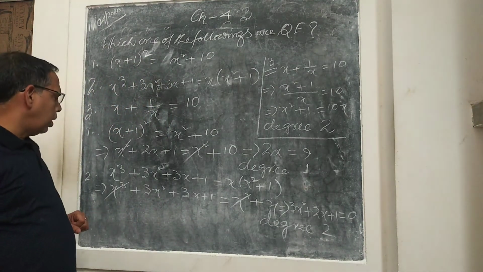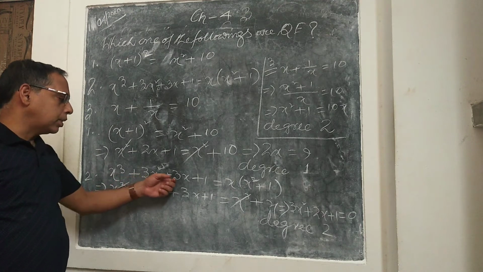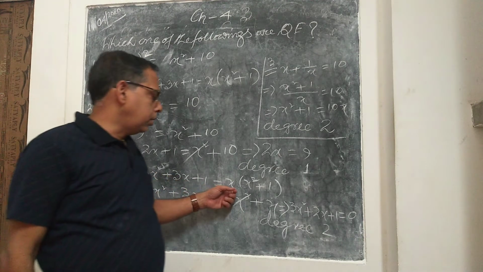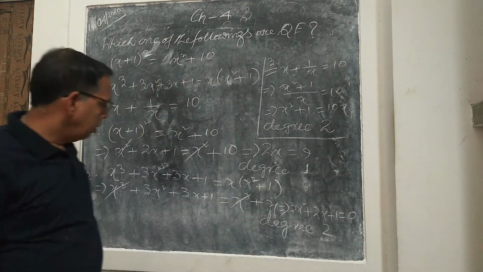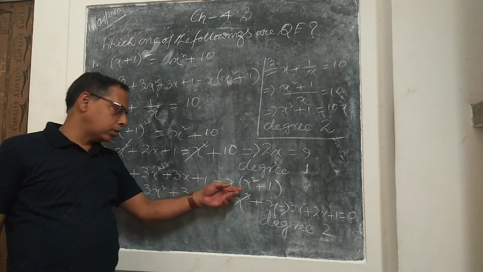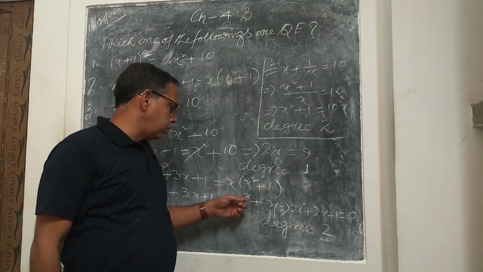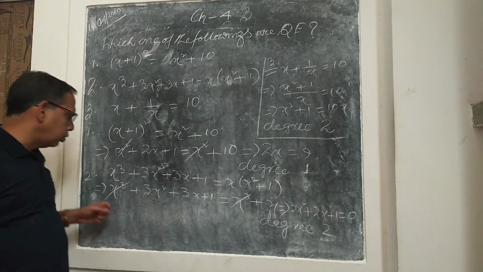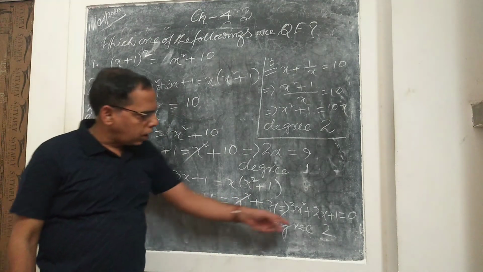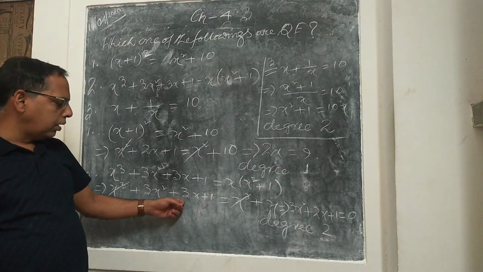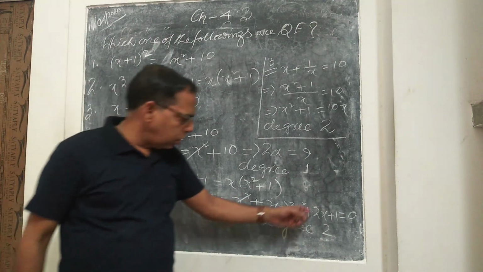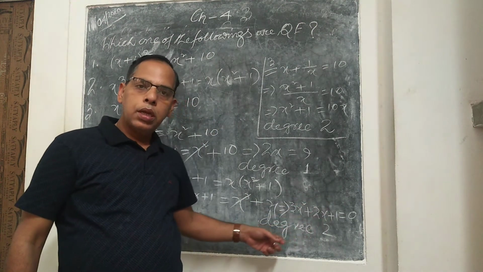Now let's see the second one. x³ + 3x² + 3x + 1 = x(x² + 1). Then x(x² + 1) is x³ + x. Then x³ cancels, so ultimately 3x². Then if you shift x, 3x² + 2x + 1 = 0. So the degree is 2. So this is a quadratic equation.